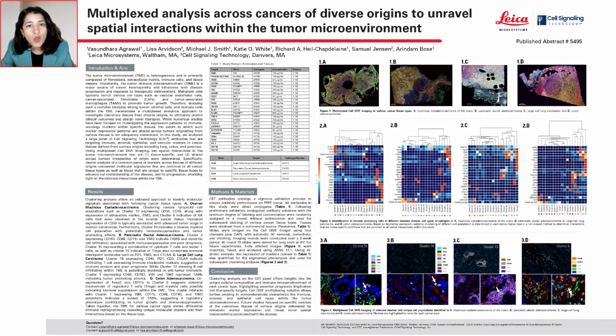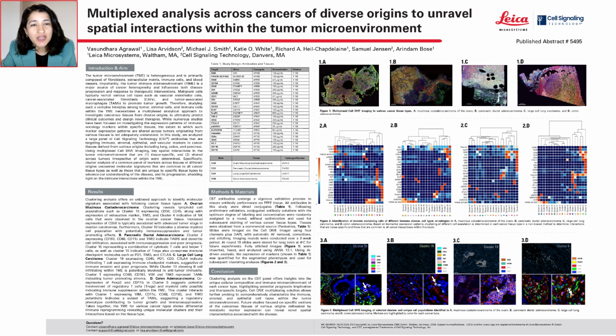Studying a complex interplay among tumor, stromal, and immune cells within the heterogeneous tumor microenvironment necessitates a multiplexed analytical approach to investigate cancerous tissues from diverse origins to ultimately predict clinical outcomes and design novel therapies. Therefore, in this study, we analyzed a large panel of Cell Signaling Technology antibodies that are targeting various cell types using immune, epithelial, and vascular markers in cancer tissues derived from various origins, including lung, colon, and pancreas.